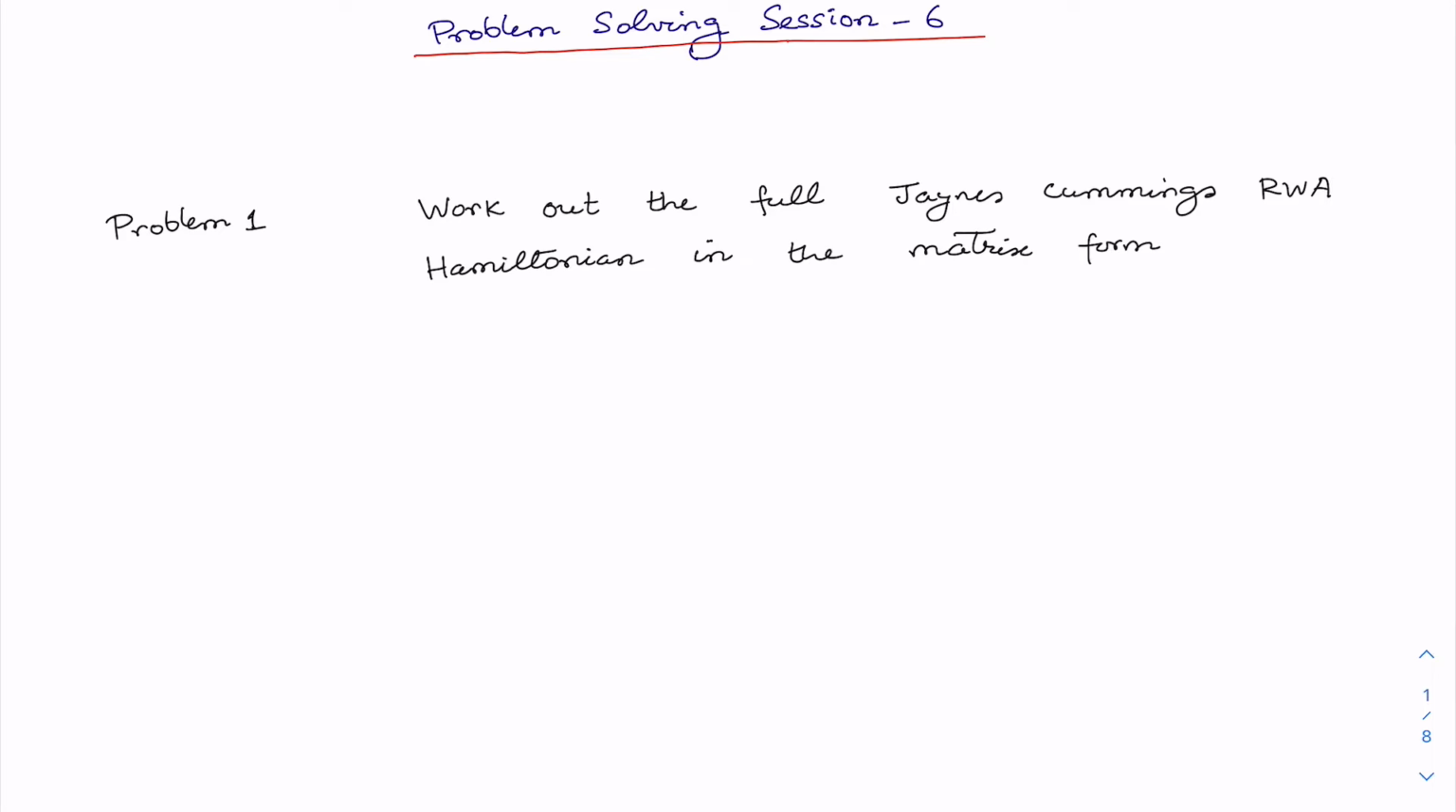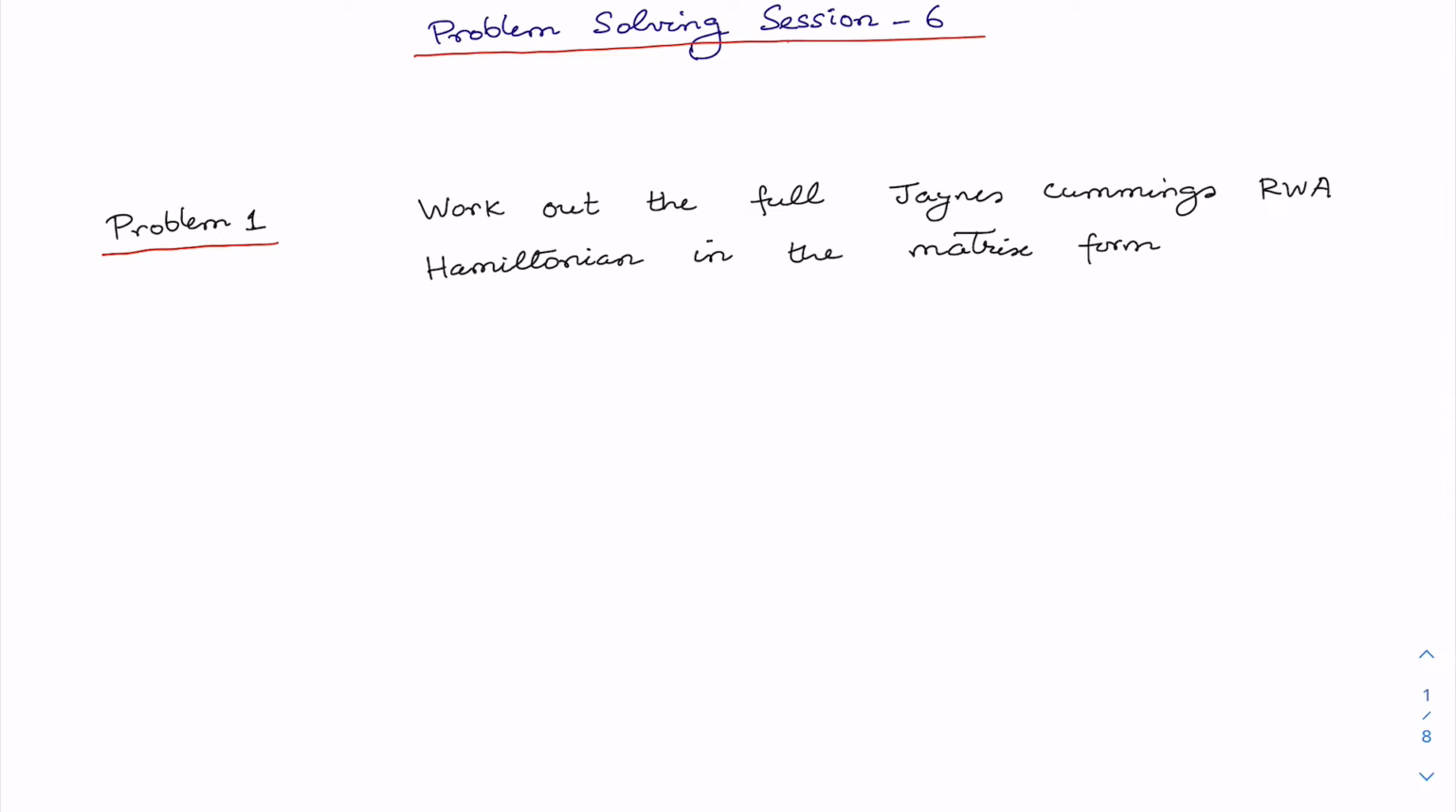Welcome to this problem solving session number 6. In this problem solving session, we are going to solve problems related to the Jaynes-Cummings model primarily. So problem 1 says you have to work out the full Jaynes-Cummings RWA Hamiltonian in the matrix form.